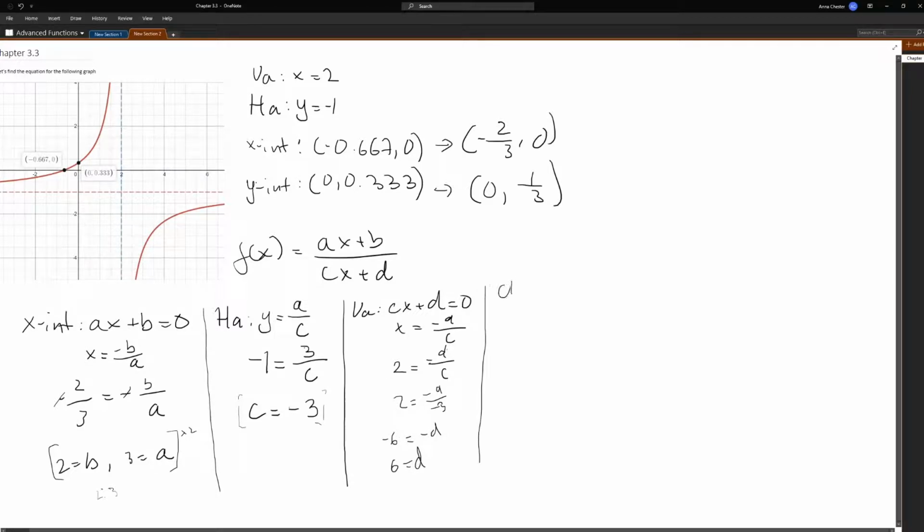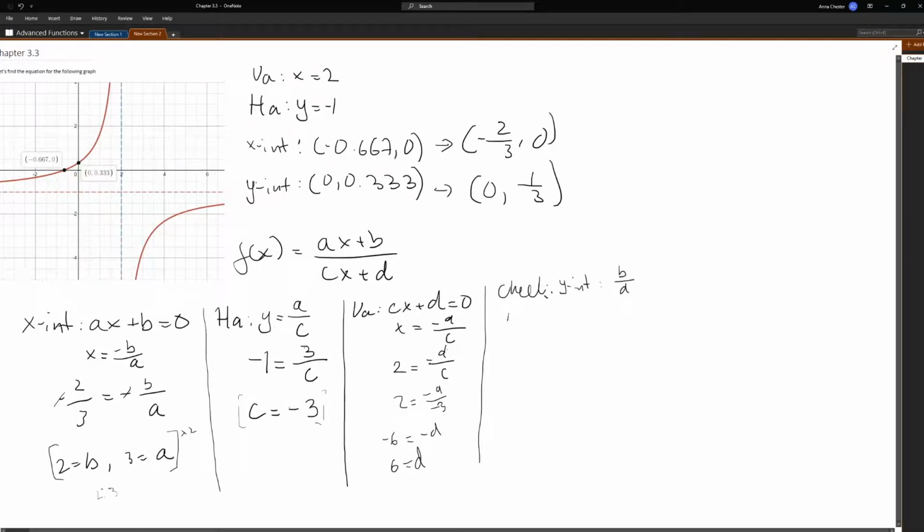So now we could just do a simple check for the last value that we have, right? This value is our y-intercept. Our y-intercept is simply found by having the values of b over d.